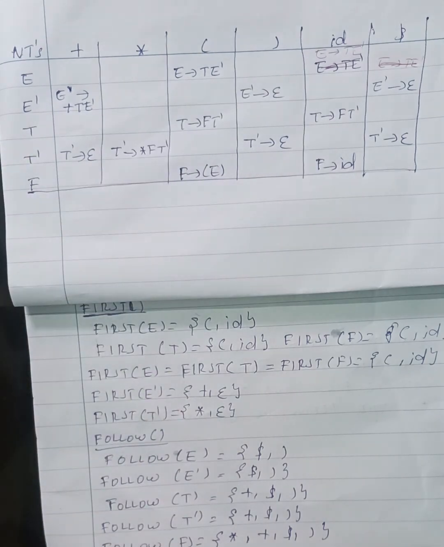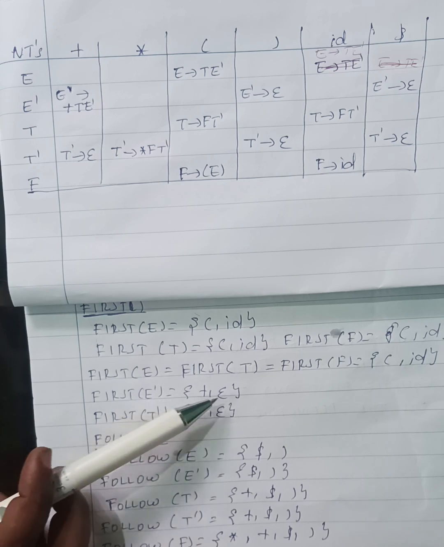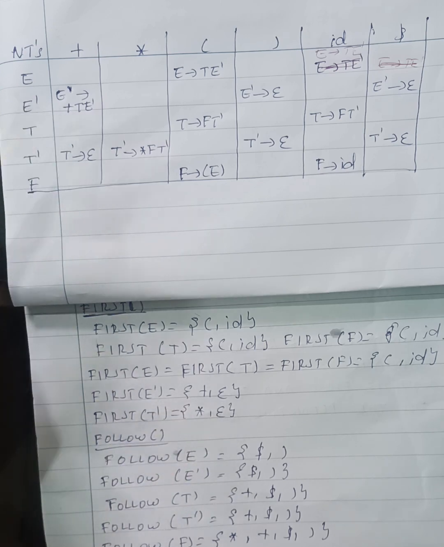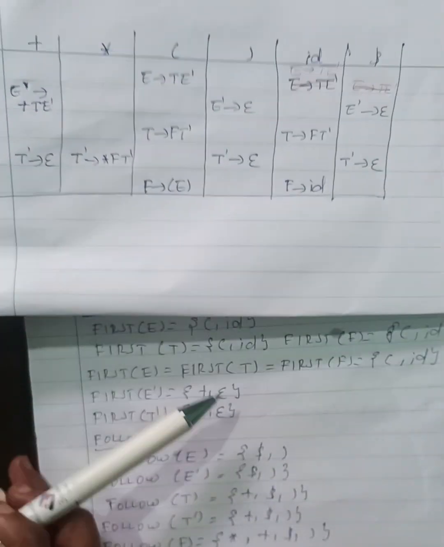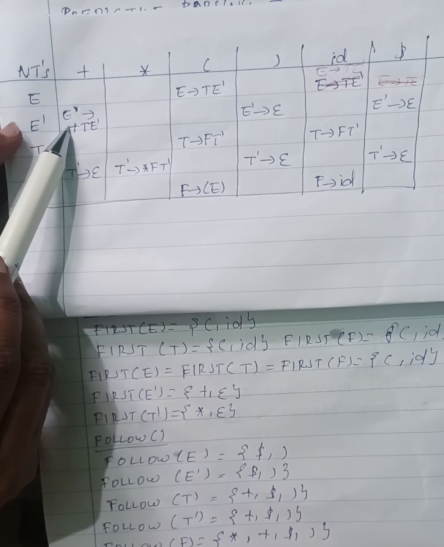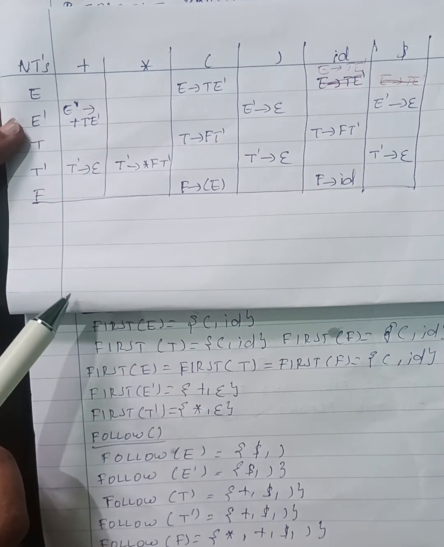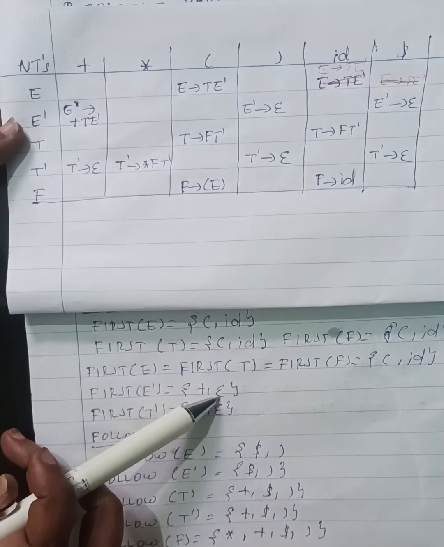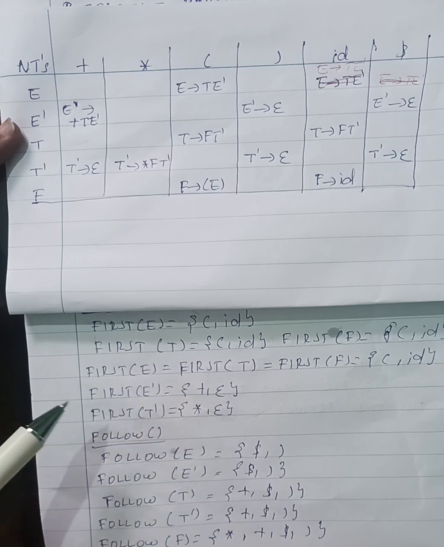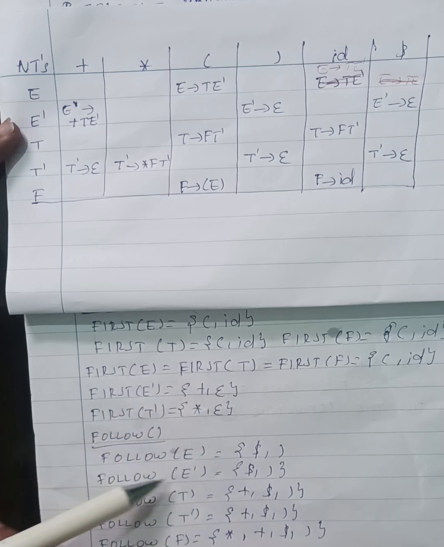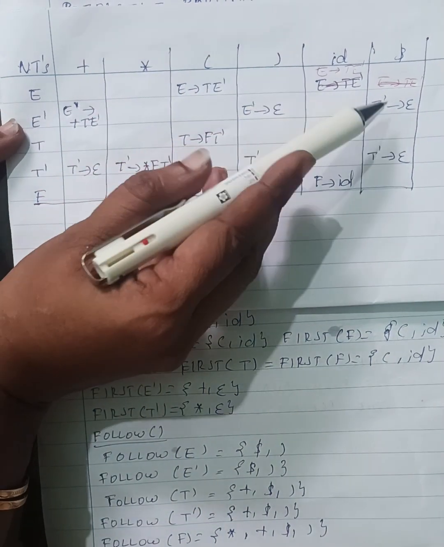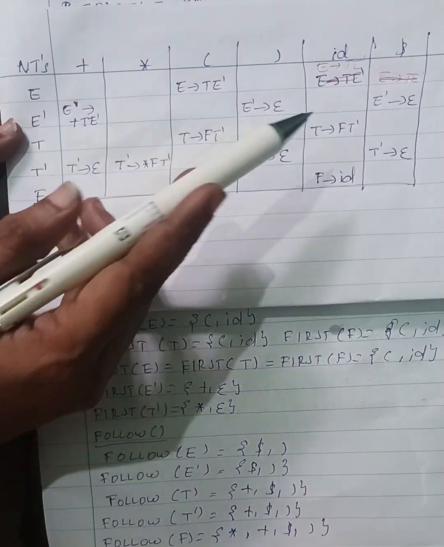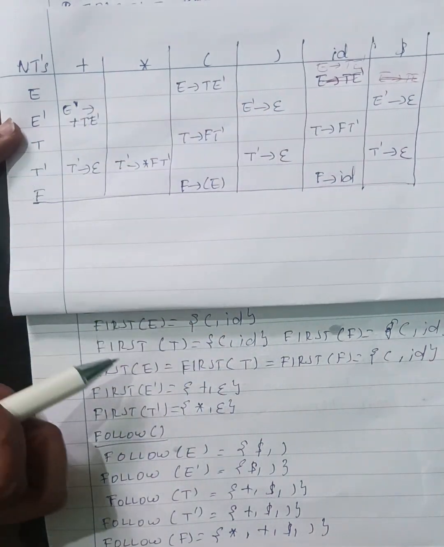and ID. So now check first of E'. First of E' is plus and epsilon. So in plus, write the production rule of E'. E' is +TE'. Don't write epsilon. So in E' and plus, I have written E' → +TE'. And first of E' has epsilon. If first of E' has epsilon, go for follow of E'. Follow of E' is dollar and close parenthesis. In E', close parenthesis and dollar, we have to write E' → epsilon, if epsilon is available in first of E'.